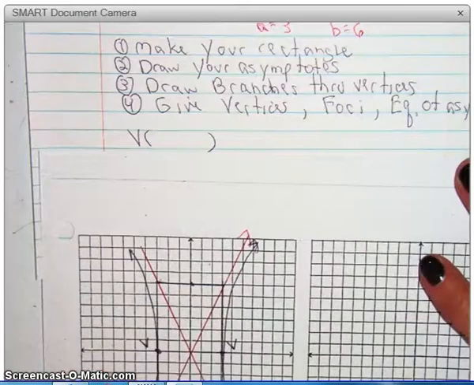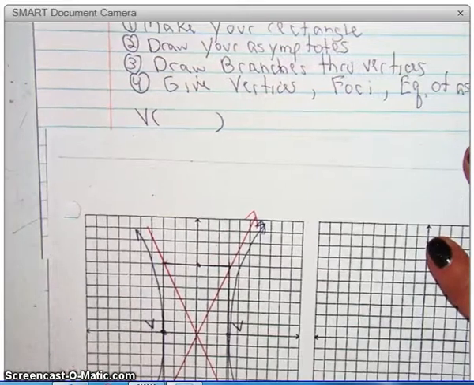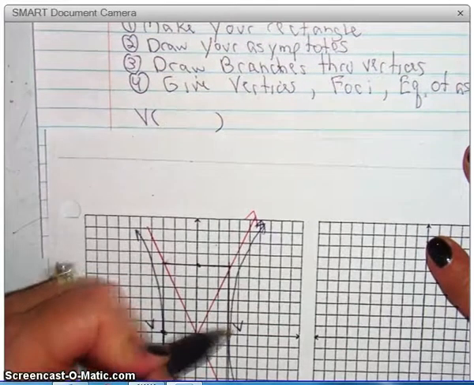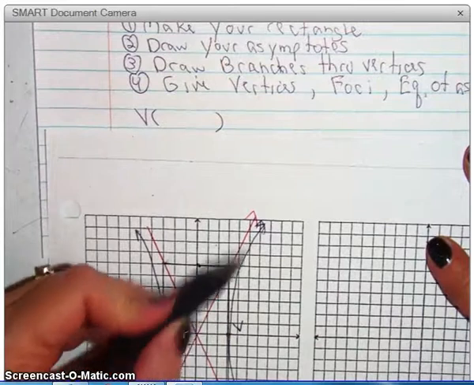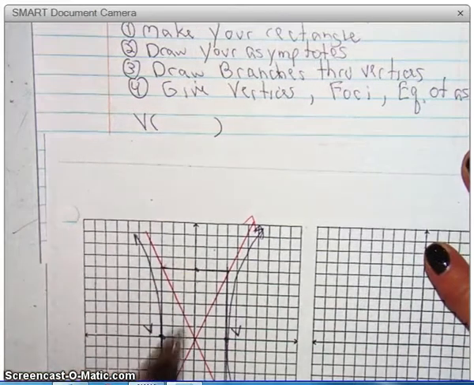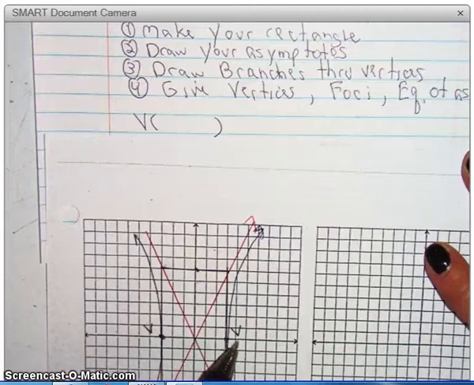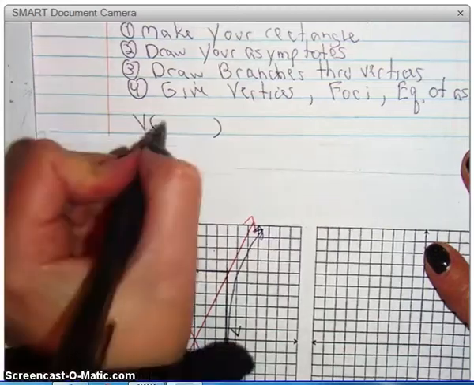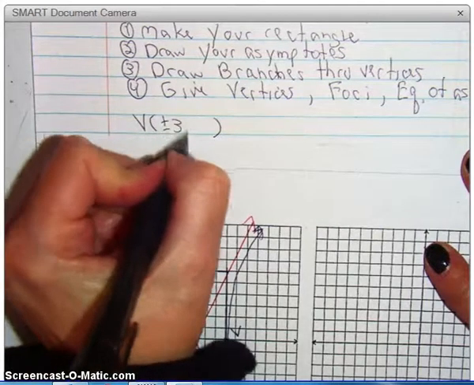That's meaning where these branches go? Yes. Remember, the branches have to go through the vertices and come very close to the asymptotes. Okay, so that's how you know kind of how wide. So vertices are right 3, up 0, left 3, up 0. So these we can write as plus or minus 3, 0.